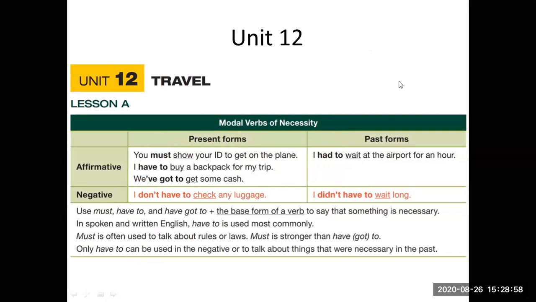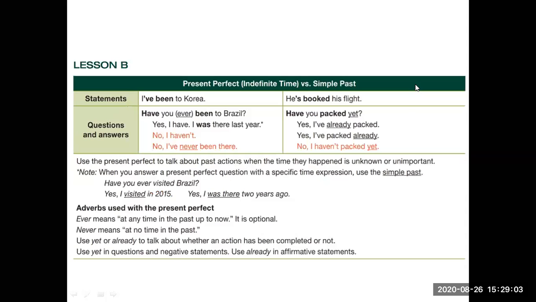So if you don't have any more questions, let me show you the second grammar of Unit 12. So here you have present perfect, indefinite time. Last week we saw present perfect. Do you remember what is the difference between present perfect and simple past?